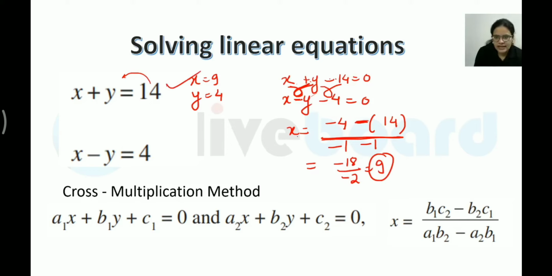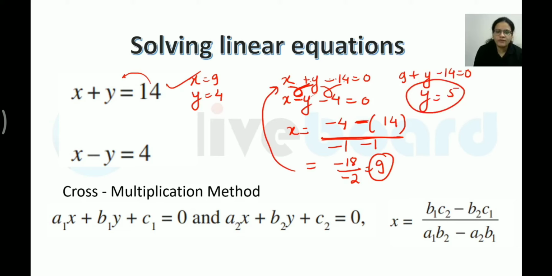Now once I get x, I can substitute it here and I will get y. So 9 plus y minus 14 is equal to 0. So y would be equal to 5. Only these two cross products you have to remember.